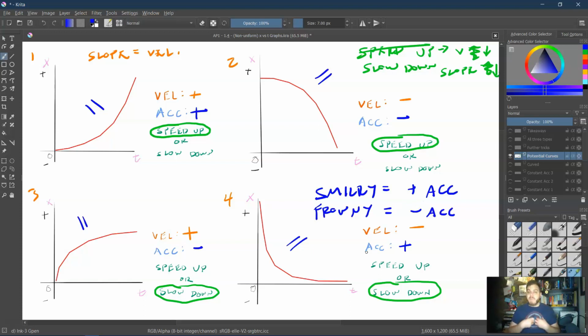Now I'm going to beg you that you do not write smiley and frowny face on your AP test or even on my tests. However, this is a quick, easy way to immediately recognize whether the situation I'm looking at is positive acceleration or negative acceleration, and it will not lead you wrong.